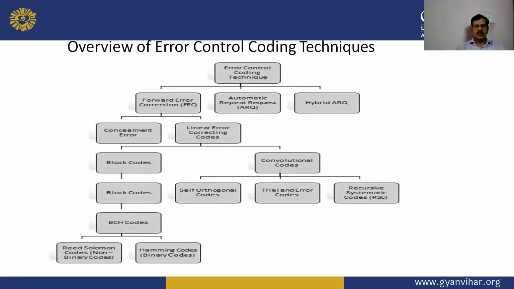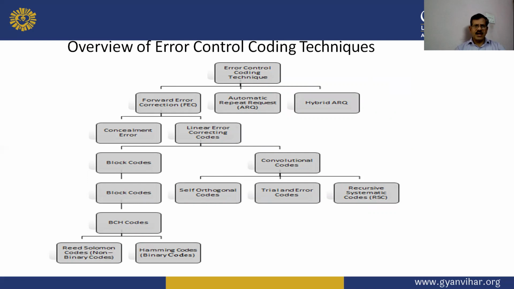In this block diagram, that is the overview of error control coding techniques. Here the error control coding technique is divided into three parts. One is forward error correction, second is automatic repeat request, and third is hybrid ARQ.